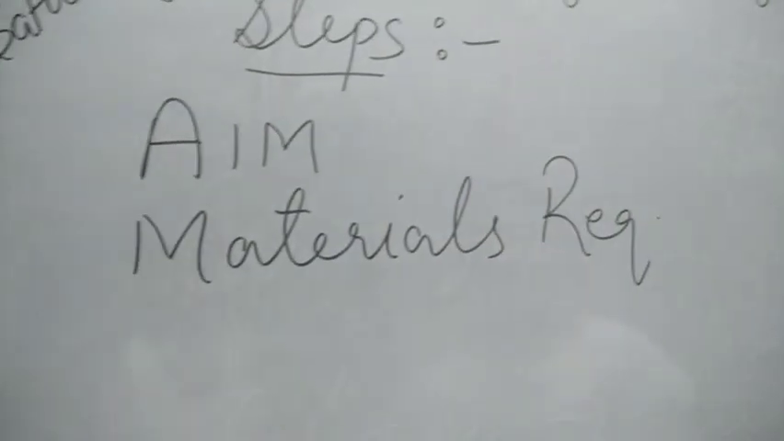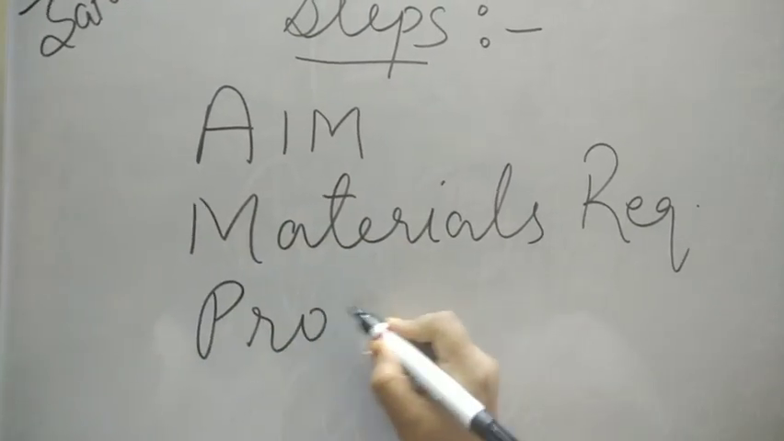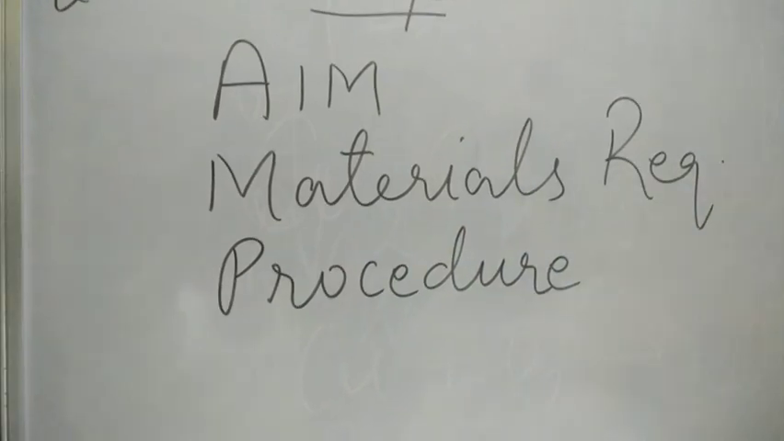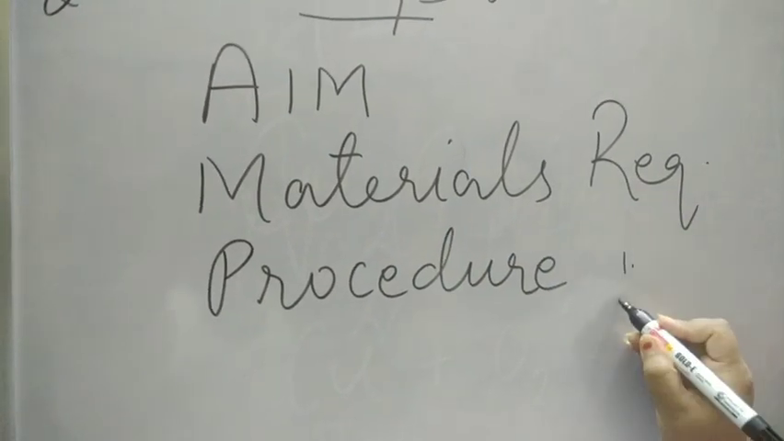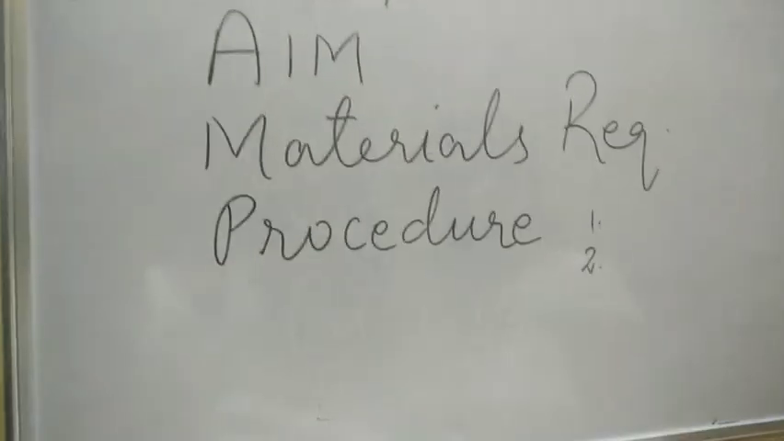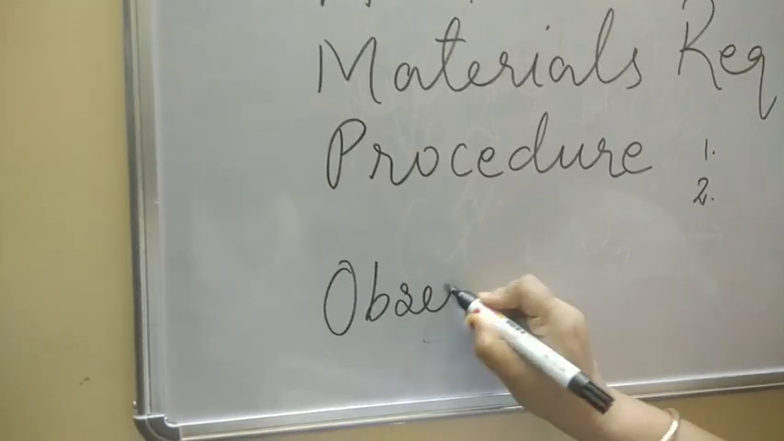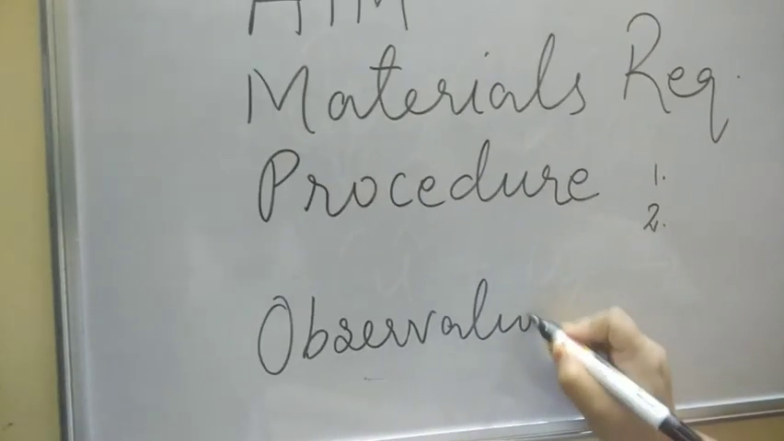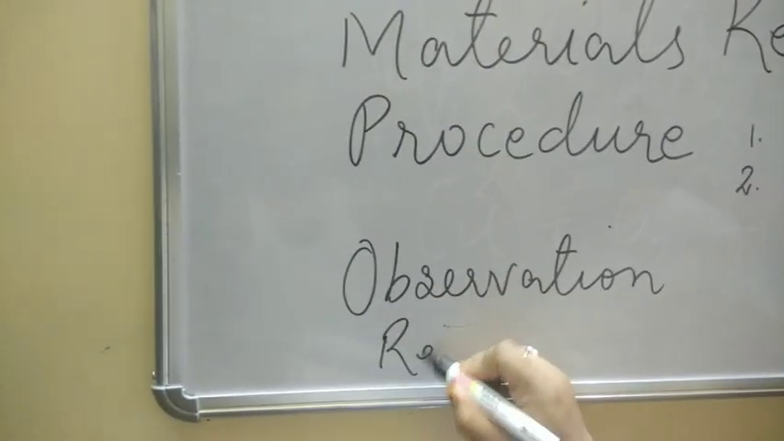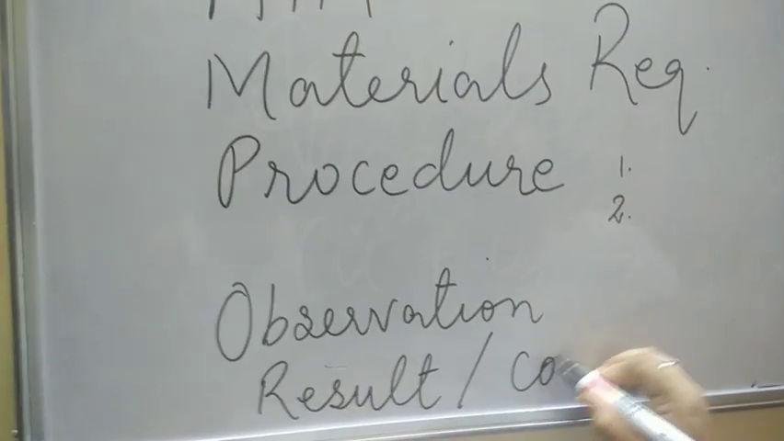Required, you will write the full word "required." Then procedure. If the procedure has only one step, then it is only one line, otherwise stepwise: 1, 2, and so on. Then you will write the observation, and then you will write the result, or another word we can say, conclusion.